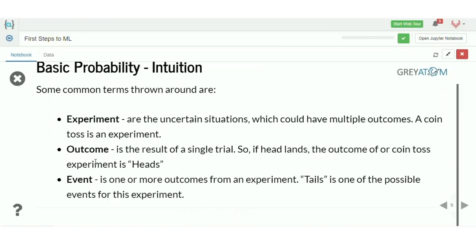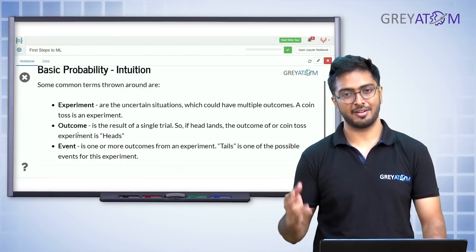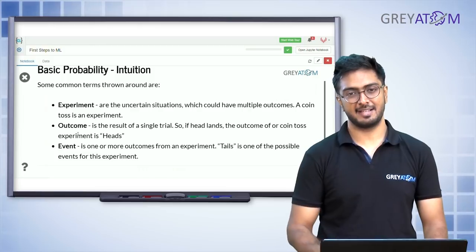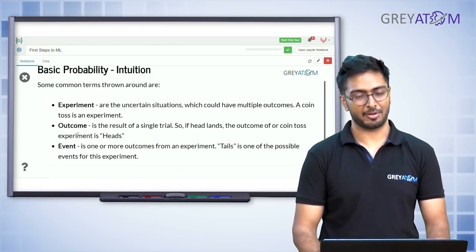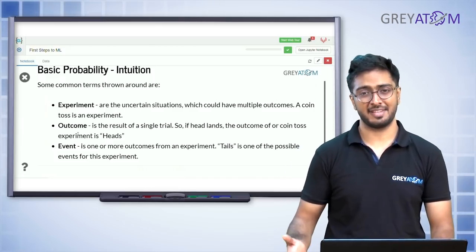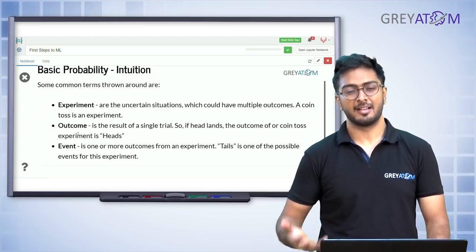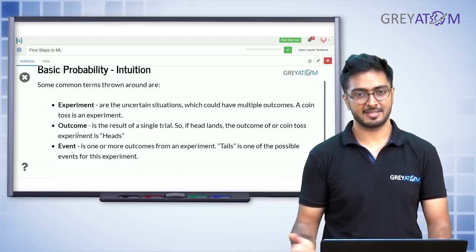Next is outcome. What is outcome? Outcome is basically the result of a single trial. So one experiment or one trial, whatever you call it, the result of that is your outcome, right? In the first experiment, you would have a head or a tail. Say you have a head, that is your outcome. In the next experiment, you toss it again and it's again a head. That's your outcome, right? So that's the second outcome.